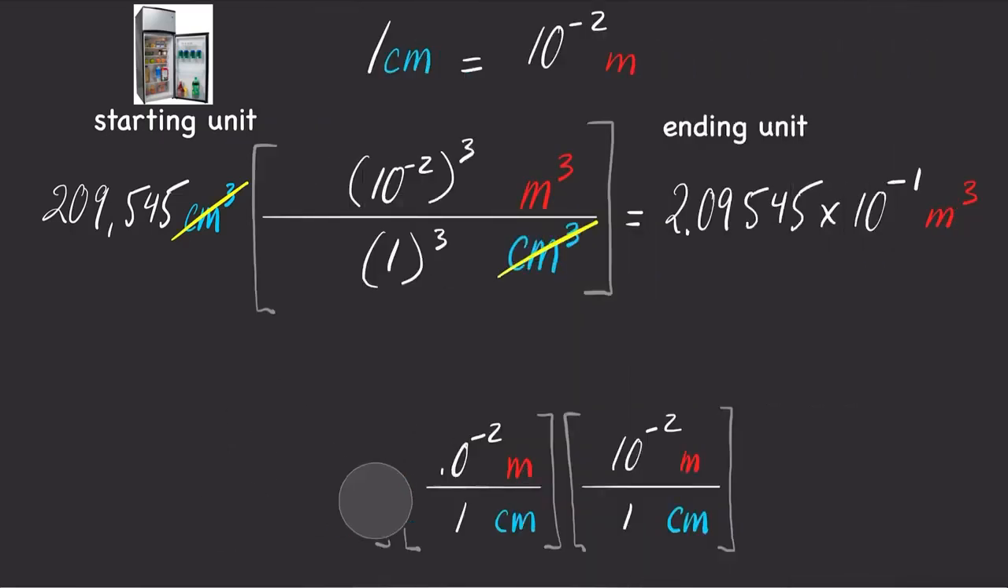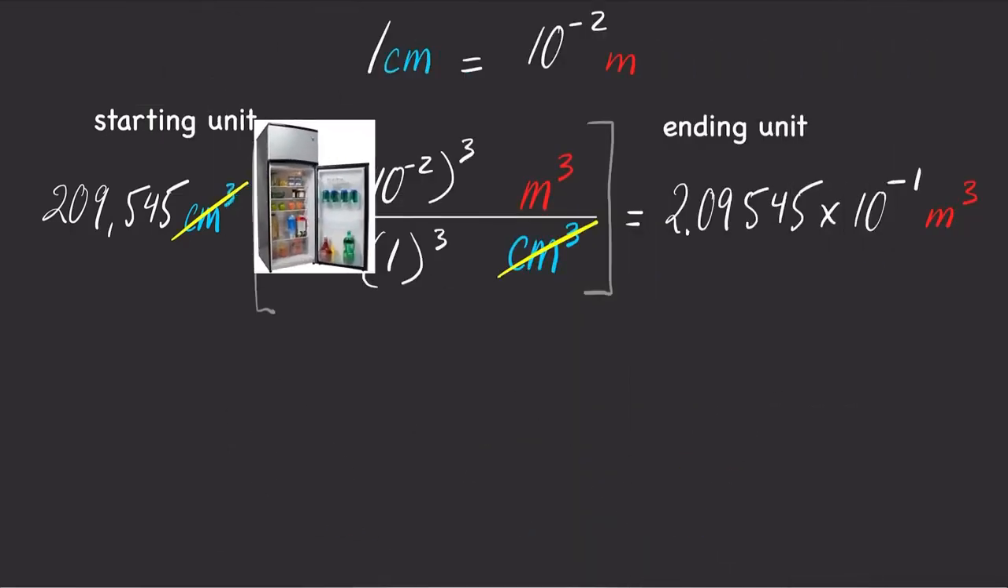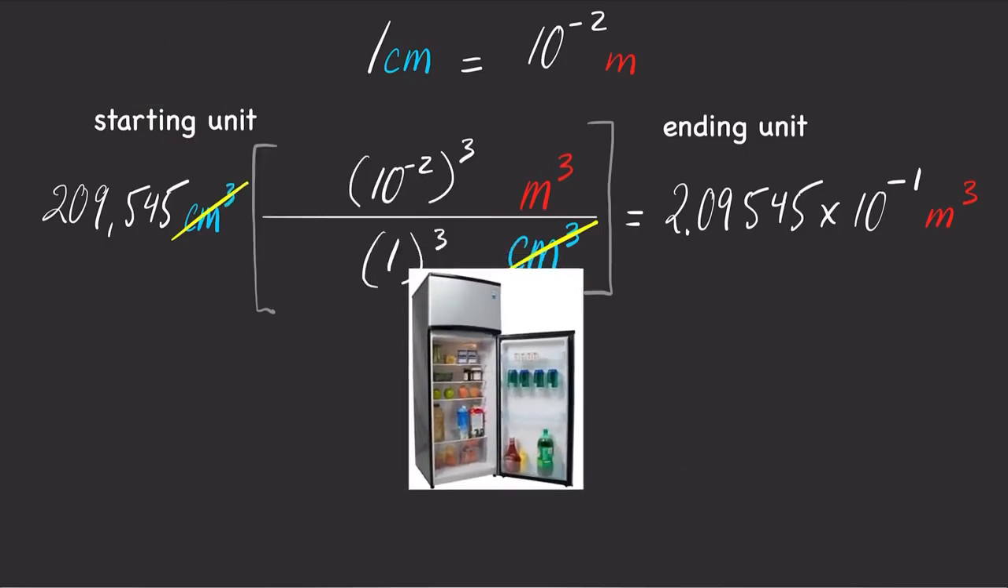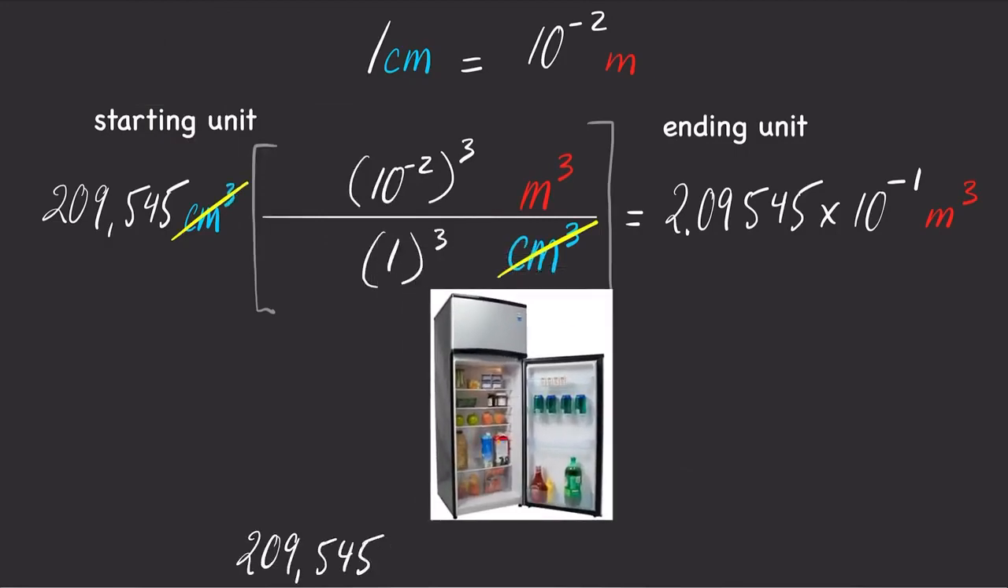By the way, were you expecting a smaller number or a bigger number in cubic meters? Since there are a lot of centimeters per meter, getting a smaller number in cubic meters makes sense.